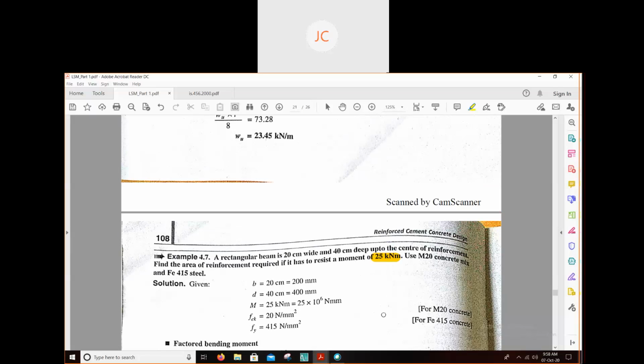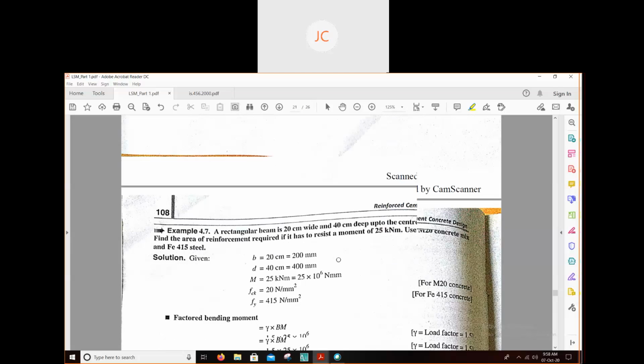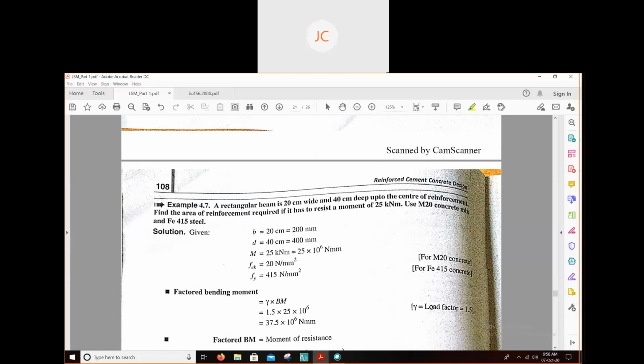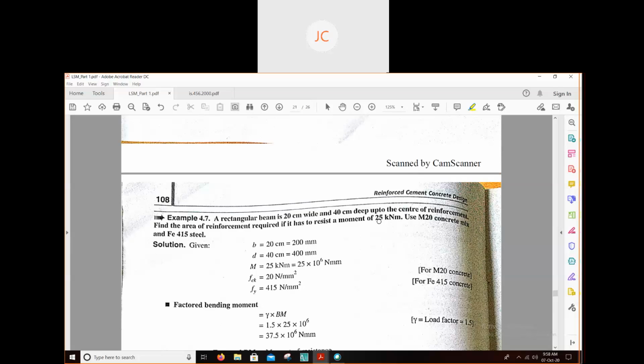But in the limit state method, we have to make it a factored moment. That means we have to multiply the value by a factor, known as a factor of safety. Here you have to multiply it by a load factor of 1.5. In the working stress method, whatever bending moment was given to you, we could directly use that value. But since this is a modified method, we have to apply a load factor of 1.5.